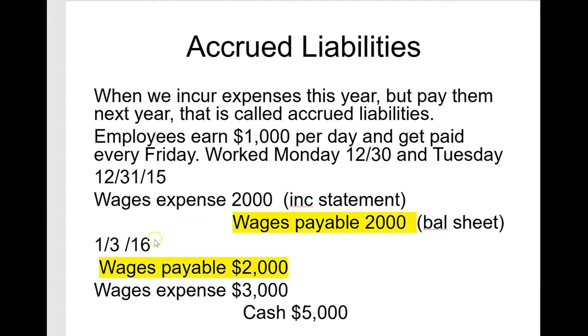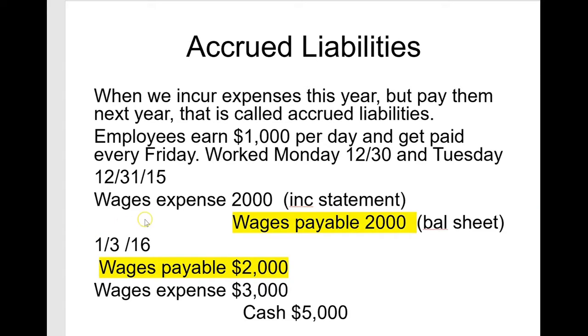And some companies might just be lazy and not make this entry because they're going to pay the employee a few days later when Friday comes along again, but that's going to be in the next accounting period, and they'll credit cash for the 5-day work week, they'll turn around the payable, and they'll have an expense for the Wednesday, Thursday, and Friday. So with accruals, accrued expenses, accrued liabilities, it's income statement this year, cash next year.